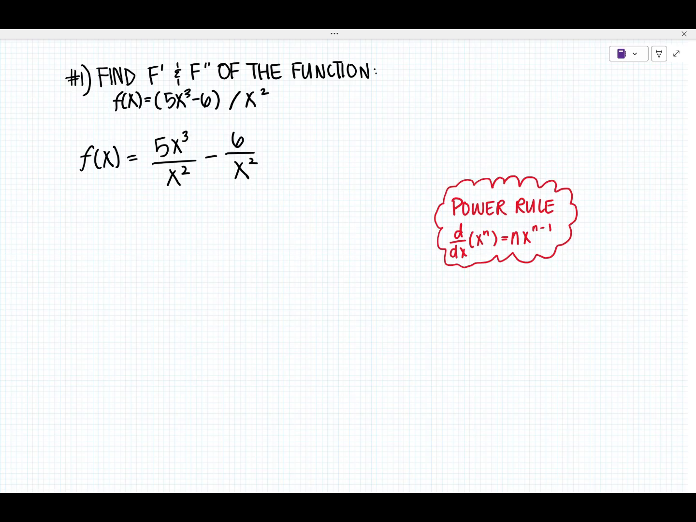So 5x cubed divided by x squared is going to give us 5x, and then using the exponent rule, we can bring our x squared into the numerator, but that's going to change it into negative 6x to the power of negative 2. Now we can go ahead and find the derivative of both terms.